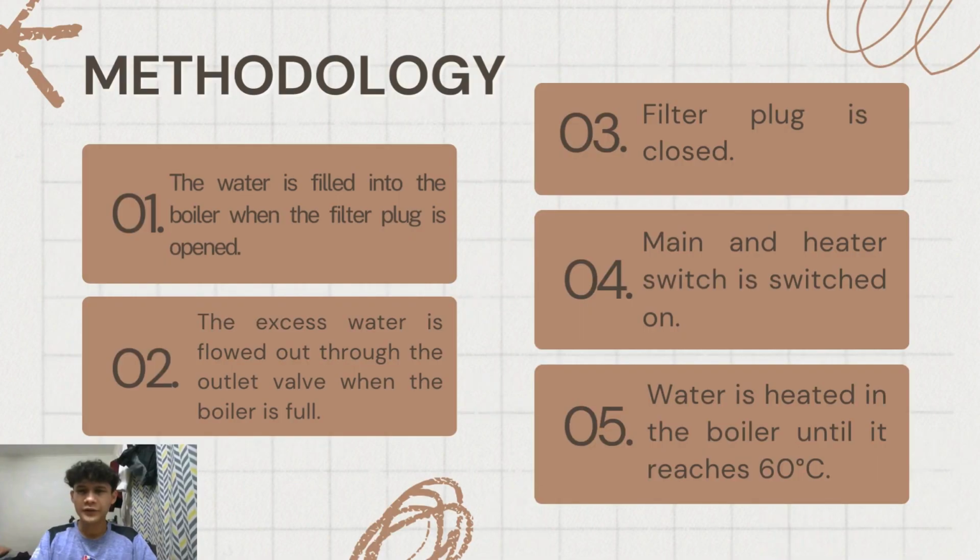And for the procedure, first we have to fill the boiler with water when the filter plug is open. Second, the excess water flows out through the outlet valve when the boiler is full. Third, the filter plug is closed. Fourth, the main and heater switch is switched on. And fifth, water is heated in the boiler until it reaches 60 degrees Celsius.